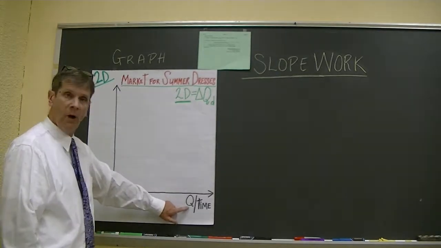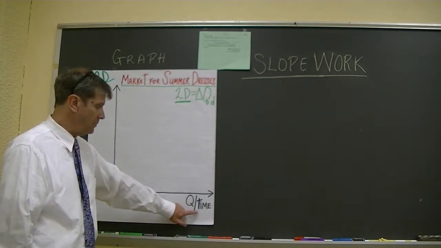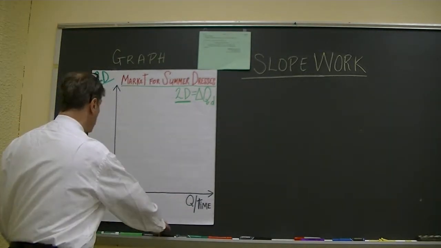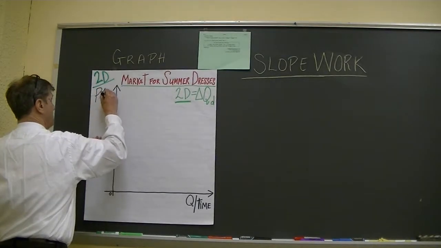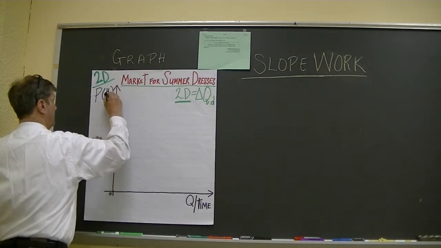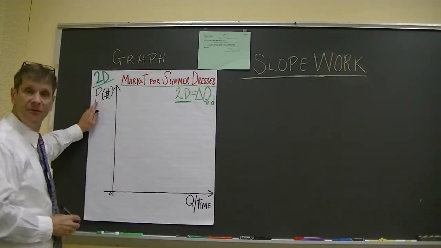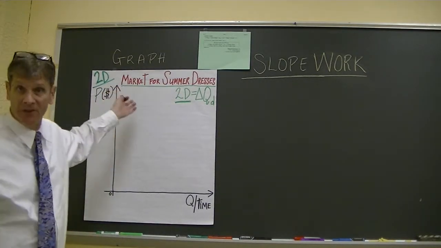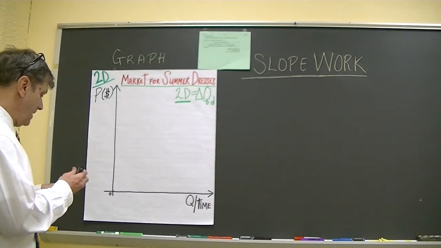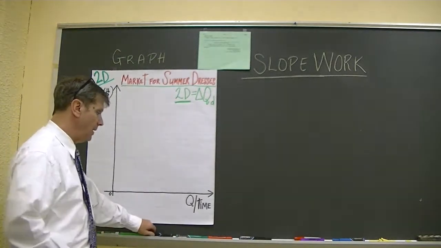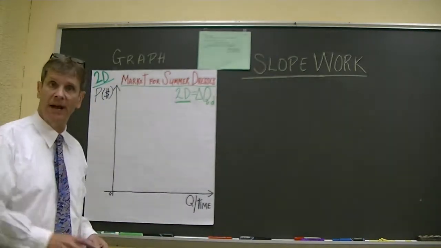So then we label quantity, Q for quantity per period of time, and then we're going to label P for price expressed in terms of dollars in the United States, right? We use dollars as our currency. Now, there's a bit more to this, but we're just going to jump right into it.